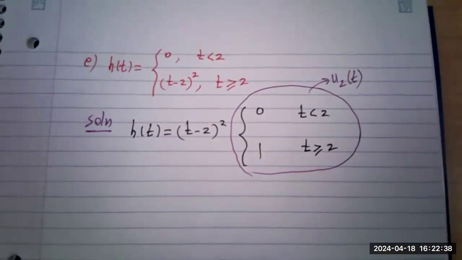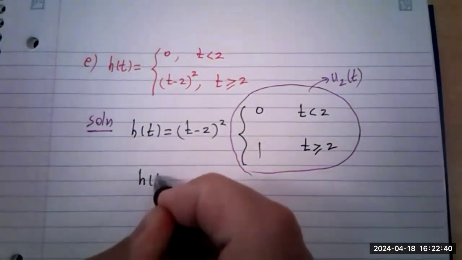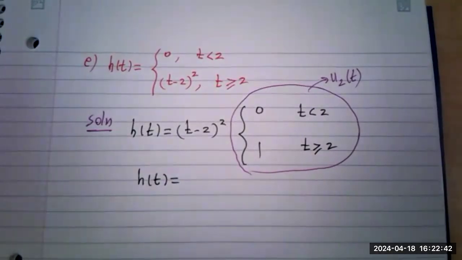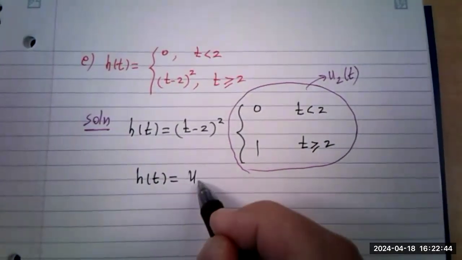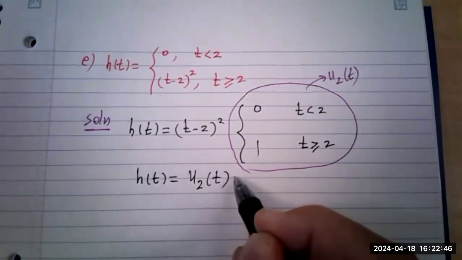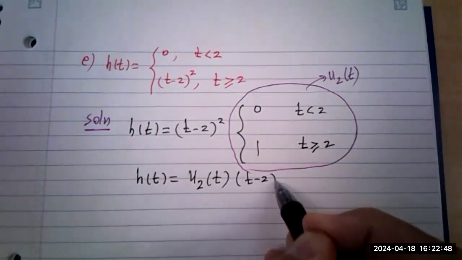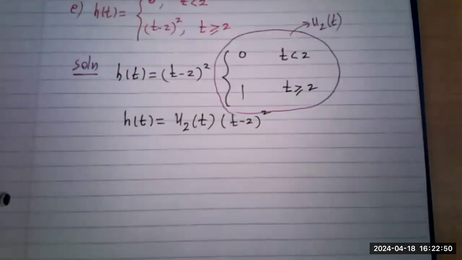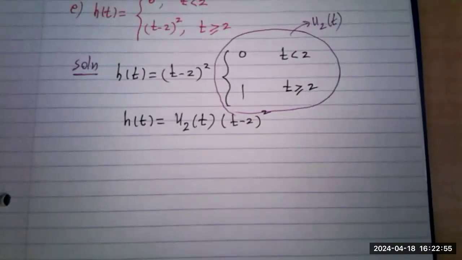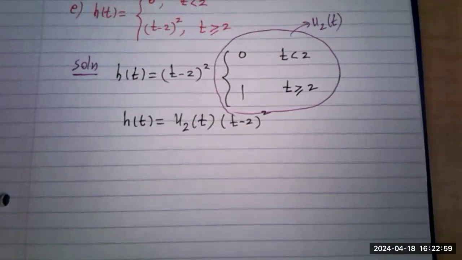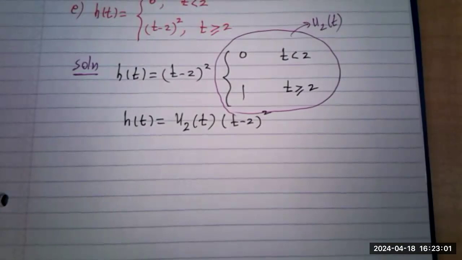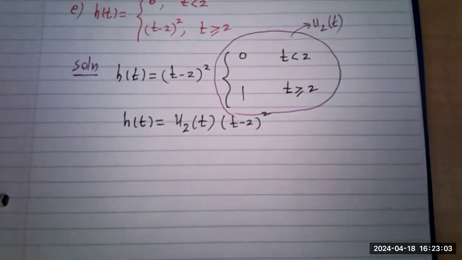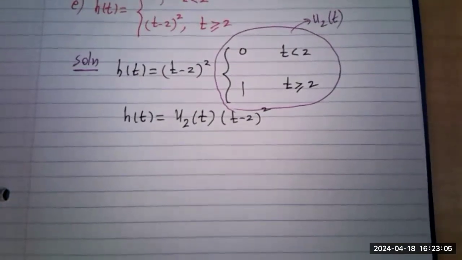So the function in question, h of t, we can write as u2 of t times (t minus 2) all squared. So it's exactly the setting that we can use. Remember, u_c(t) f(t minus c), that's the formula that we need. Therefore the second translation theorem, just do it right away.